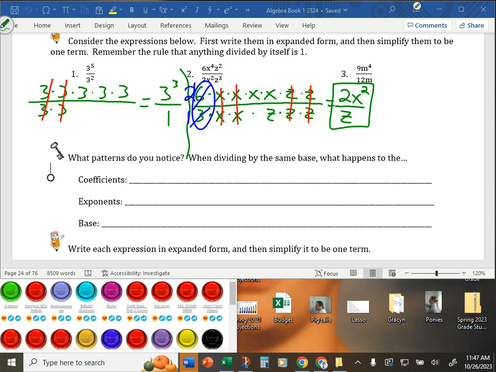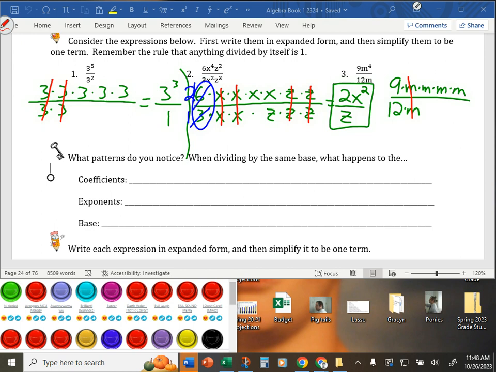1 times 9 times m times m times m times m, right? 9 coefficient, base of m, there are 4 of them there. And then in our denominator, we have that 12 and 1 n. Okay? What can I cancel out? What can I simplify? What am I able to do here? I can cancel out the m's, one pair of m's, right? Because anything divided by itself equals 1.